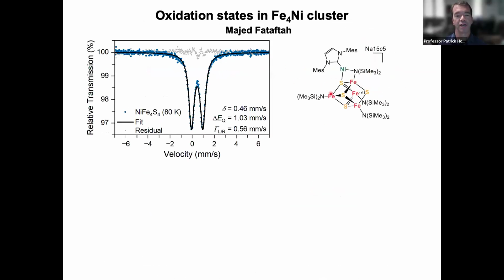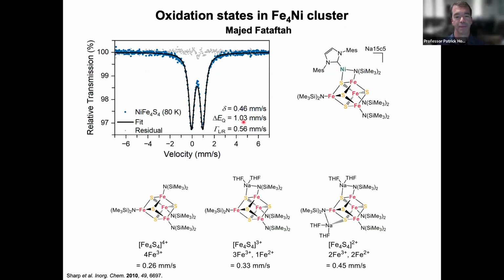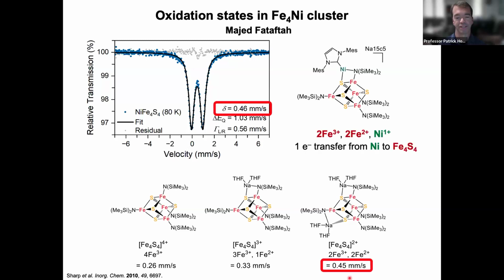Figuring out the oxidation states of this was actually easier because the Mössbauer spectrum, the signal there matches up extremely well with a 4 iron 4 sulfur cluster previously synthesized, where the isomer shift is basically identical. And that was for 2 iron 3, 2 iron 2. And so we think that's the same for our cluster, and just by process of elimination, that means that this is also nickel 1.